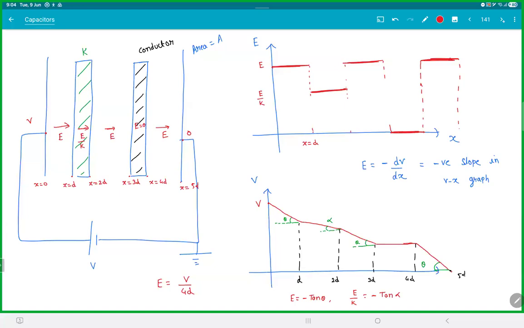Any doubts on the graphs? The slope in a V-x graph will be the field. So if the field is constant, the slope is constant. If the field is zero, then the line should be horizontal, a flat line.